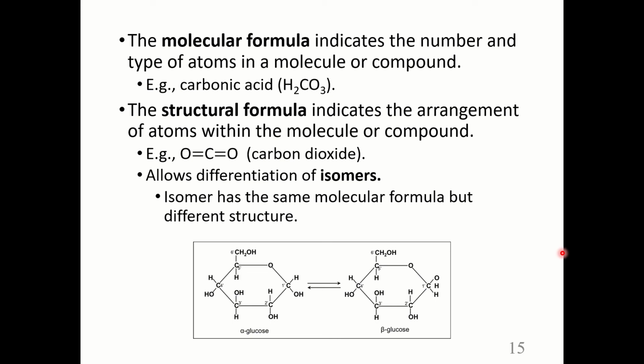The structural formula indicates the arrangement of atoms within the molecule or compound. In this example, we see carbon dioxide, and we have an oxygen, a carbon, and another oxygen. If we were writing this out as a molecular formula, it would be CO2, but that's not what we're seeing here. We're seeing the structural formula. So we can tell that there are going to be bonds between the oxygen and the carbon, and these lines tell us how many bonds are present. These lines also indicate that this is a covalently bonded molecule. We'll discuss covalent bonds in a moment.